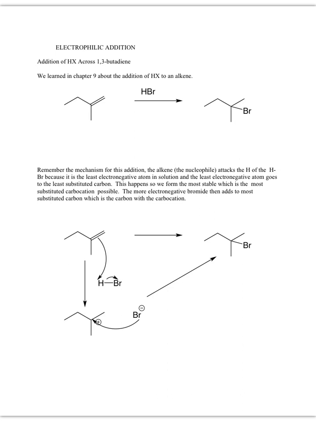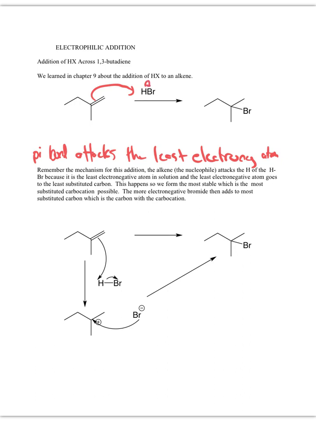Electrophilic addition. Remember what we talked about back in Org 1, that the pi bond attacks the least electronegative atom, kicking out the good leaving group. The least electronegative atom goes to the least substituted carbon.